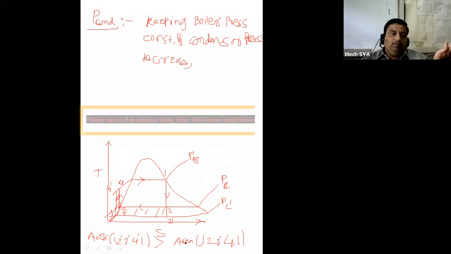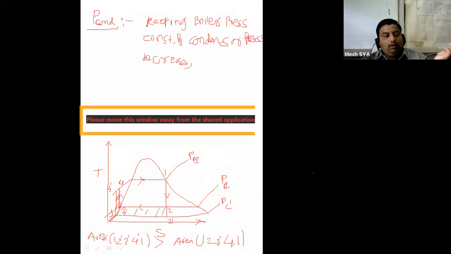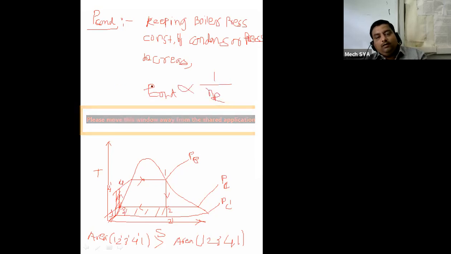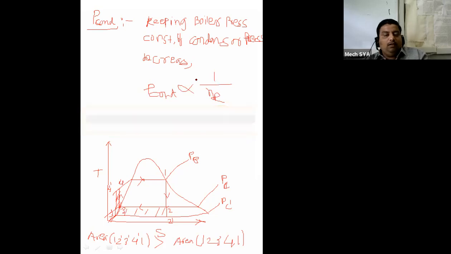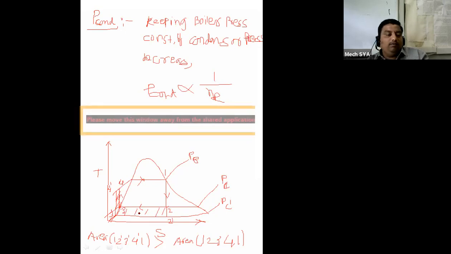If condenser pressure is decreased, the area of the Rankine cycle polygon also becomes more, work done will become more, and therefore here, if we increase the condenser pressure, what will happen to efficiency? That is, if we decrease it, what did we do to condenser pressure? We decreased it. Therefore, P condenser is inversely proportional to eta Rankine, or eta Rankine is inversely proportional to condenser pressure. Means if condenser pressure is decreased, Rankine cycle efficiency will become more. If condenser pressure is increased, Rankine cycle efficiency will become less. Understood?